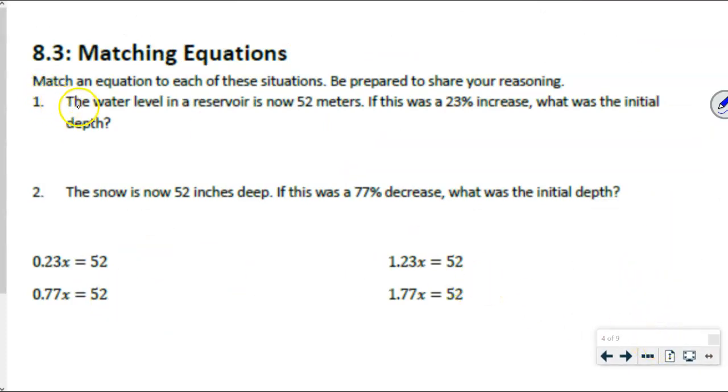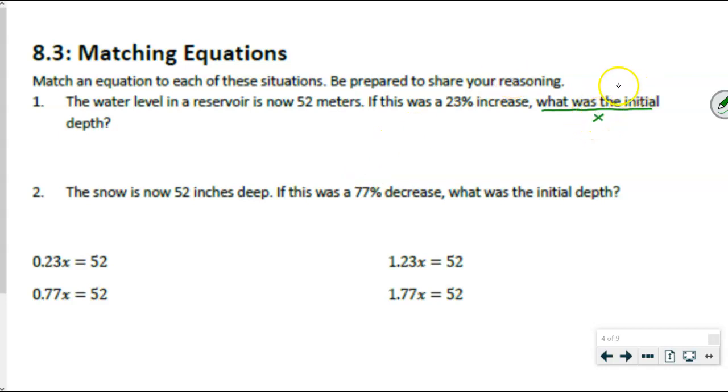Yeah. So let's do some matching. Here's a situation, and here are some equations. We need to figure out which equation matches with which. Okay? The water level in a reservoir is now 52 meters. If this was a 23% increase, what was the initial depth? Do we know what the initial depth is? No, we don't. And since I don't know what the initial depth is, what do I use?